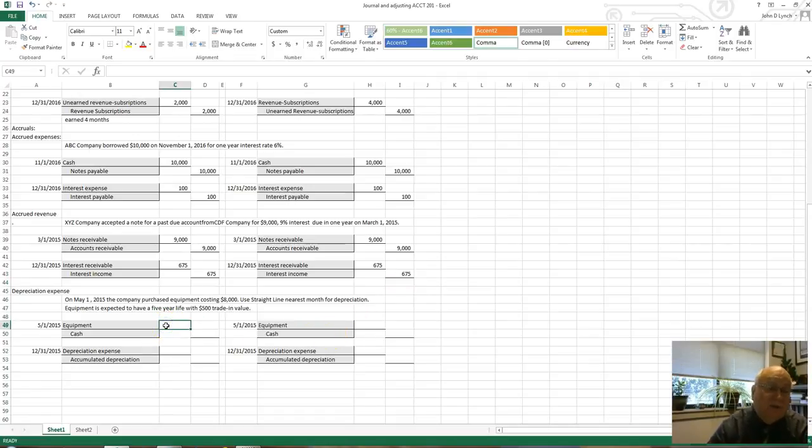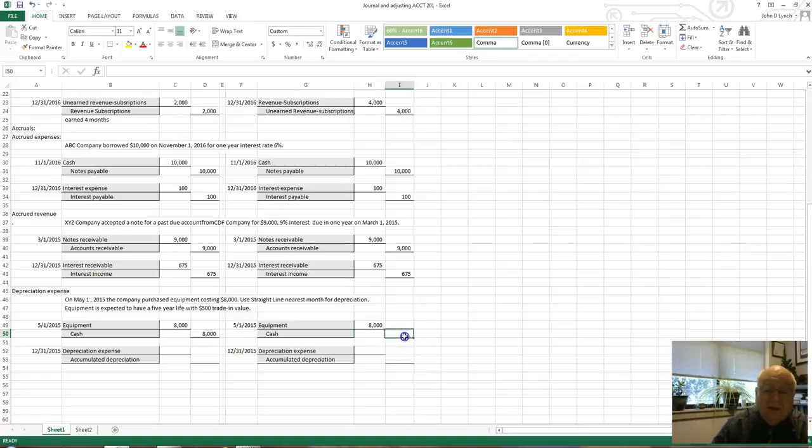And the last one we're going to cover for review is the depreciation method. We're just going to do straight line because that's what we'll do in this chapter. You'll get other methods later in the course. So on May 1st, 2015, the company purchased equipment costing $8,000. They used the straight line nearest month allocation method for the depreciation, and they had a 5-year life with a $500 trade-in value. So equipment is just recorded at $8,000. And we're going to assume cash for everything in here to keep life easier.